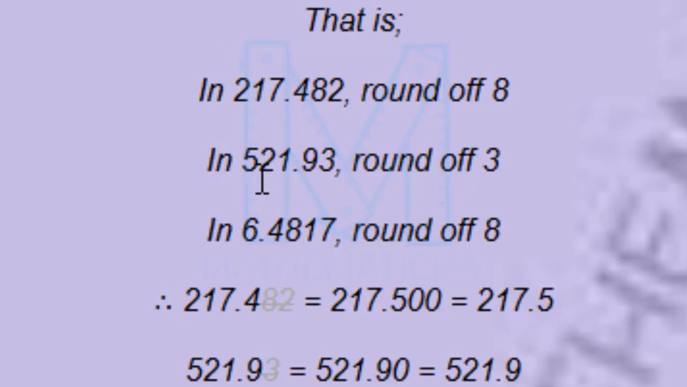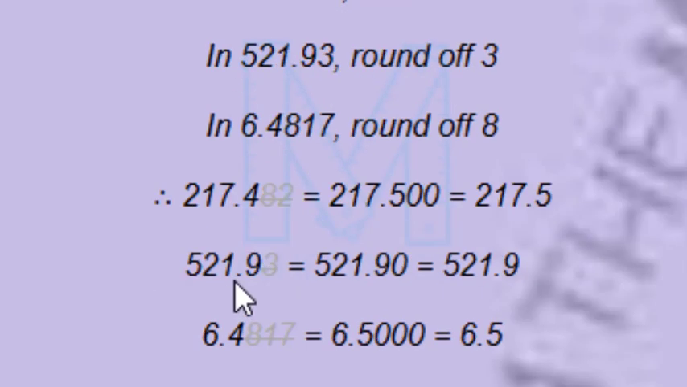If you need to approximate 521.93 to the nearest tenth, the tenth digit is 9, so you're going to round off 3, which is rounding down, so 3 becomes 0, so you have 521.90, which is equal to 521.9.